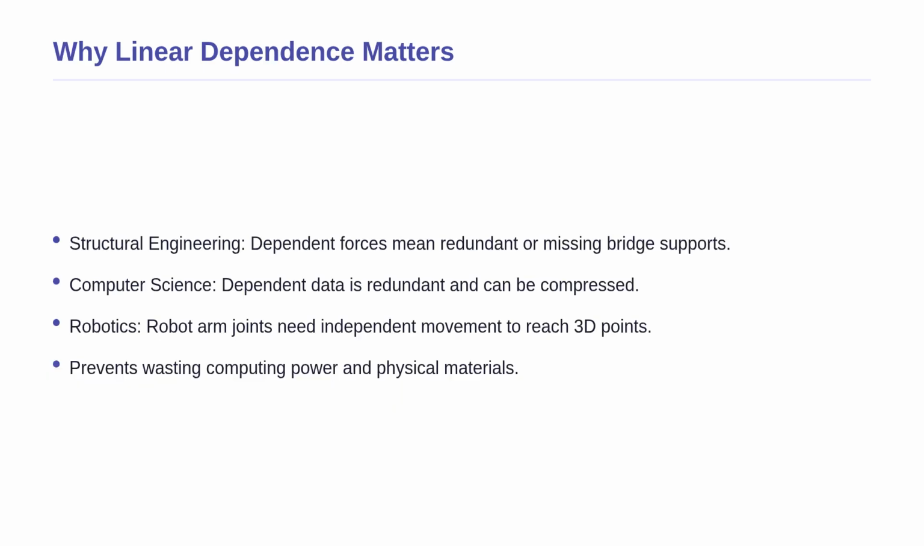Before we conclude, let us understand why linear dependence is absolutely crucial in almost every field of science and engineering. In structural engineering, if the forces acting on a bridge form a linearly dependent set, it means the structure might have redundant supports, or conversely, it might be missing a crucial independent support to keep it stable. In computer science, specifically in data compression, algorithms look for linearly dependent data points. Because dependent data is redundant, the computer can delete it to save file space and just mathematically rebuild it later.